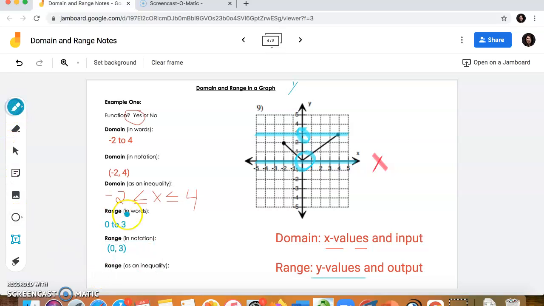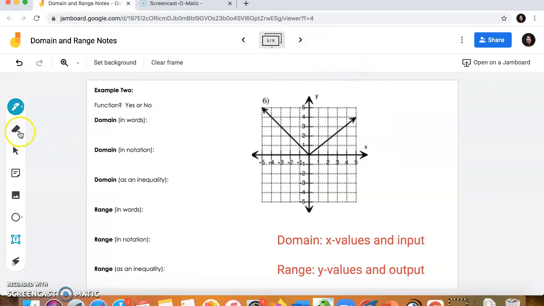And then when we write it as an inequality, it's going to have, again, the inequality signs. But this time we're going to use a y because range is y, not x. And then we're going to keep the numbers just like before. 0 goes here, and 3 goes here. All right, if I went too fast, go ahead and pause the video because I am going to go to the next one. So this, it asks if it's a function.